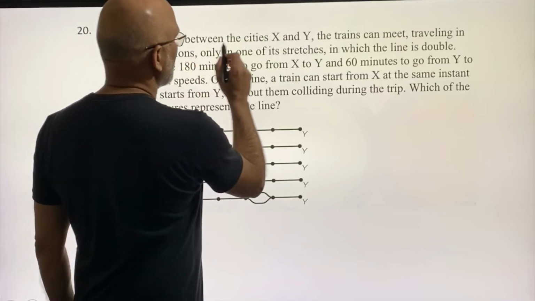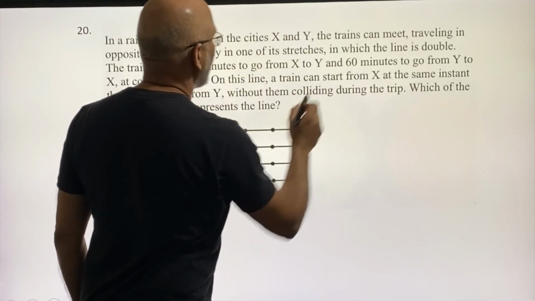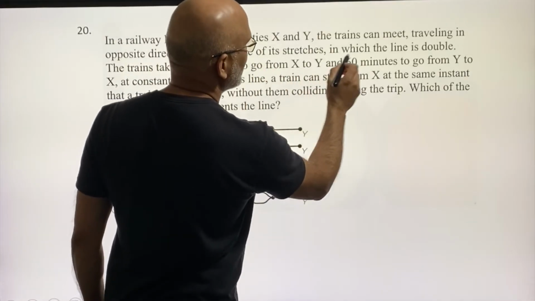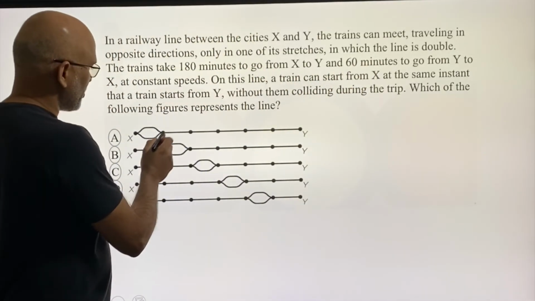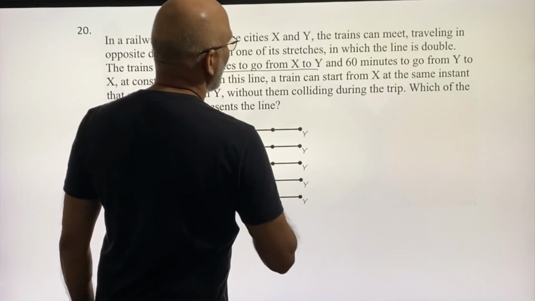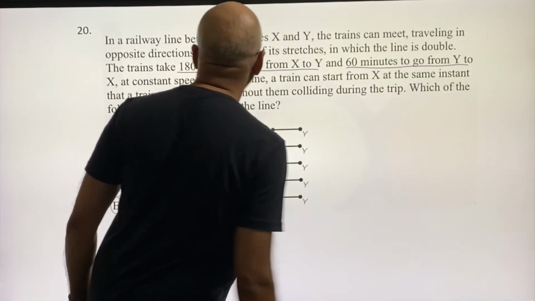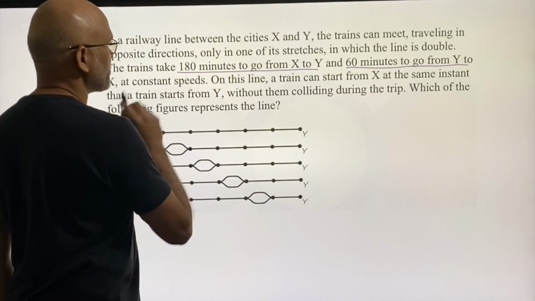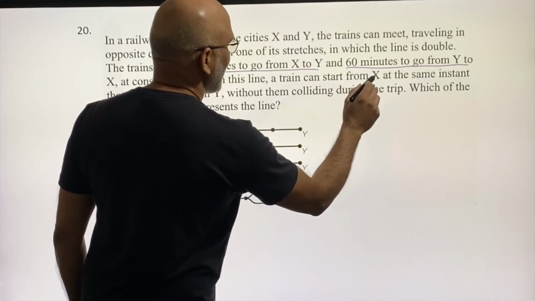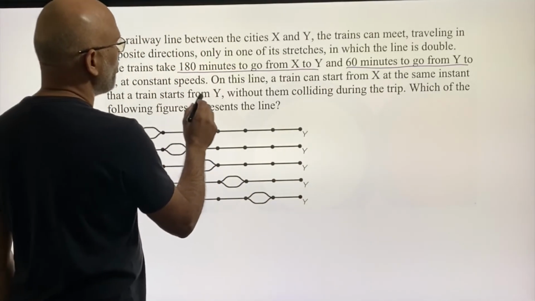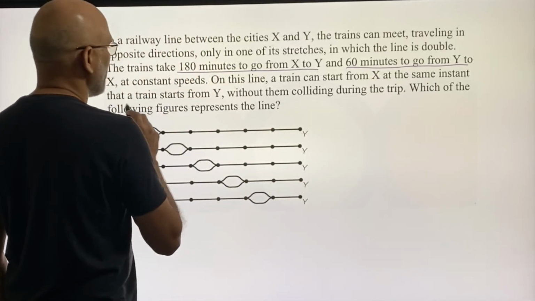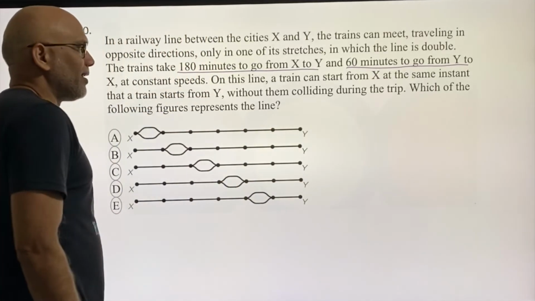In a railway line between cities X and Y, the trains can meet traveling in opposite directions only in one of its stretches, in which the line is double. Somewhere like this. The trains take 180 minutes to go from X to Y and 60 minutes to go from Y to X at constant speed. On this line, a train can start from X at the same instant that a train starts from Y without them colliding during the trip. Which of the following figures represent the line?